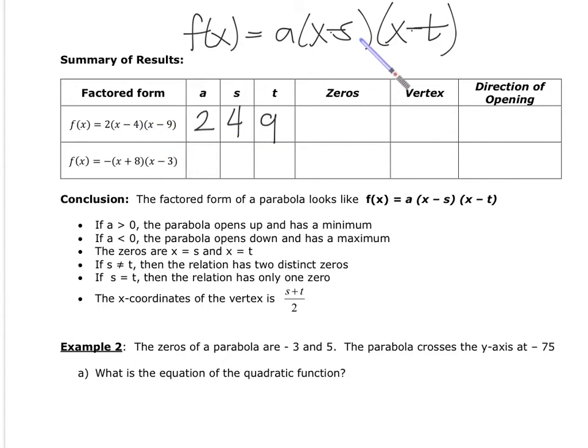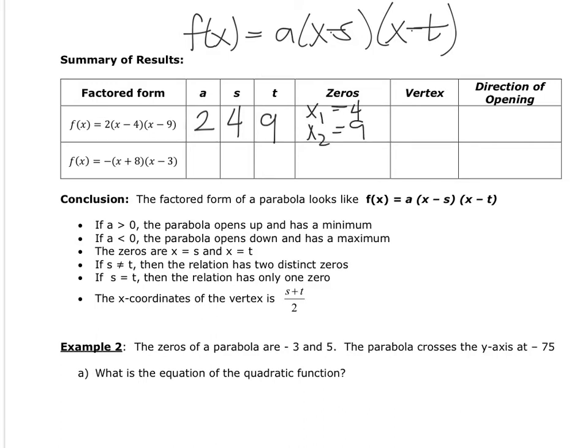Another way to think of it is s, our 0, is defined by whatever is beside that negative. What's beside the negative? It's a 4. What's beside the negative? It's a 9. Another way to think of it is take the opposite of that number. Opposite of negative 4 is 4. Opposite of negative 9 is 9. Okay, so the zeros are x1 equals 4 and x2 equals 9.